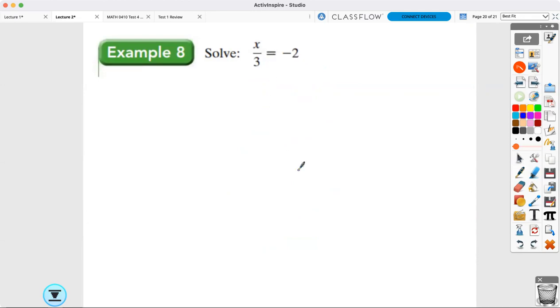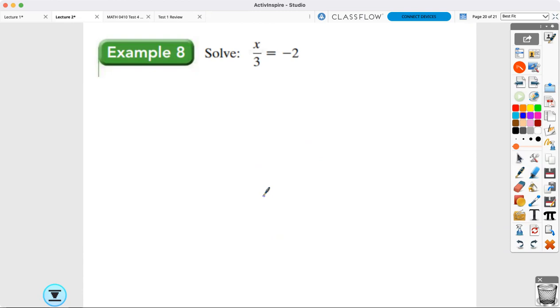Ooh, it's a fraction. Oh no, drop the class. No, I'm just kidding. Don't drop my class. It was a joke. So I'm gonna give you a moment to set it up. Example 8, guys, the last one.